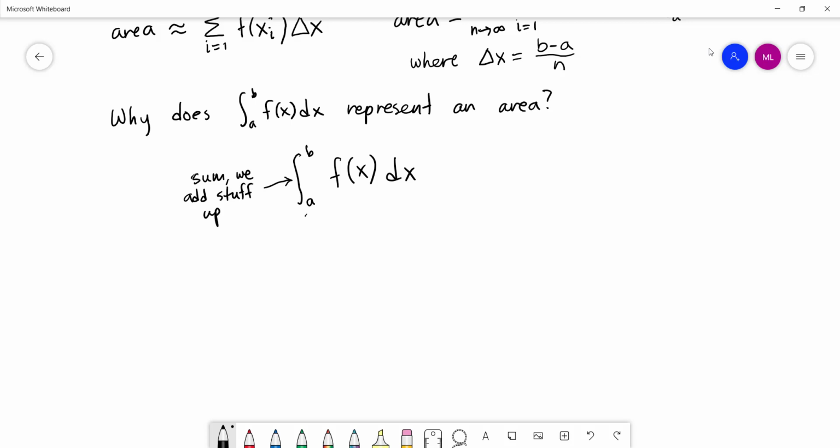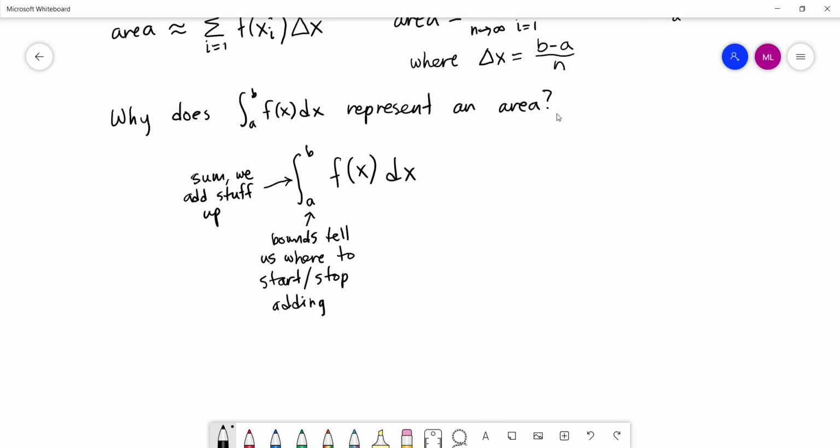These things are the bounds. They tell us when do we start adding, when do we stop adding. So the bounds tell us where to start and stop adding. So far, the integral symbol and the bounds just say add a bunch of stuff up, start here, end here. Whatever we add up is what we're going to get out of this whole thing.